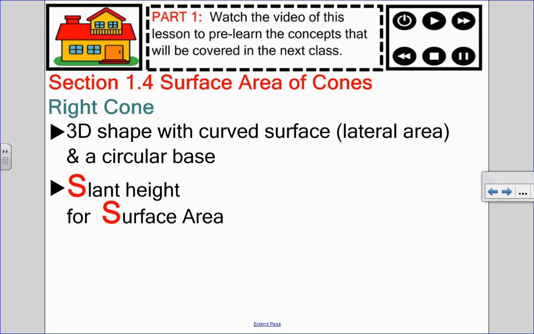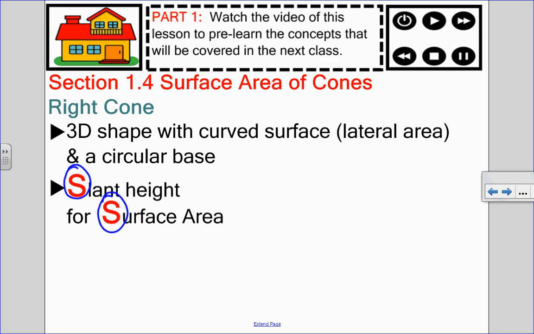In this video, we're going to look at the surface area of a cone. So another 3D shape that comes to a point. Similar to the pyramid that came to a point, we always want to use the slant height for the surface area. So just remember S goes with S.